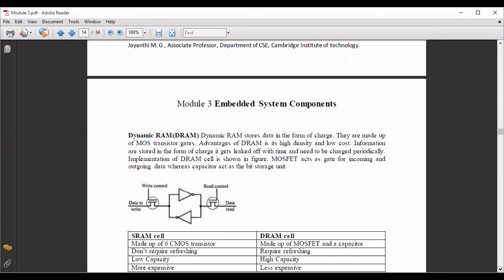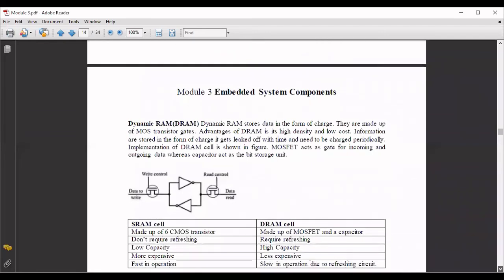This is the implementation shown here. You can see data to read is in one part and data to write is in another part. You have a write control and a read control, for storing the information or for retrieving the information. MOSFETs are used, which act as a gate for incoming and outgoing data, whereas the capacitor acts as the bit storage unit. So this is the design of the DRAM chip.